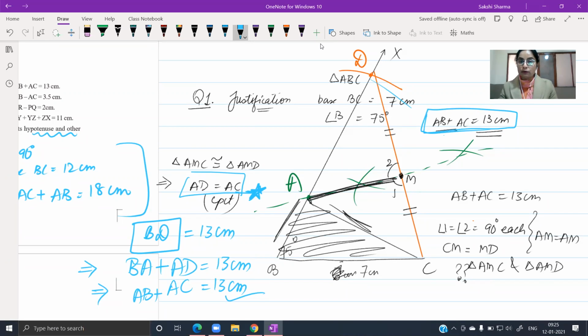So that's the proof. The two triangles are congruent. From here AD and AC are equal, and you go back to the sum of the other two sides that you had cut off. Just take a moment to go over this. Let me know if you understand. Should I go over this once again?